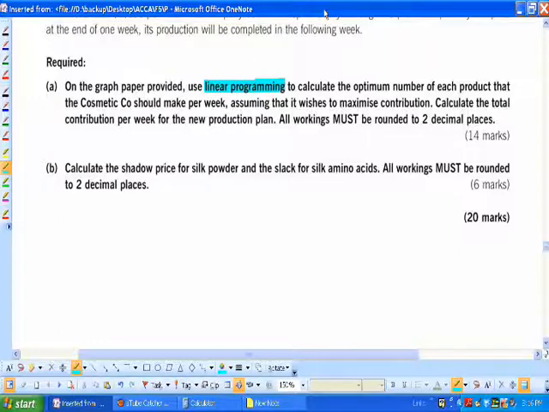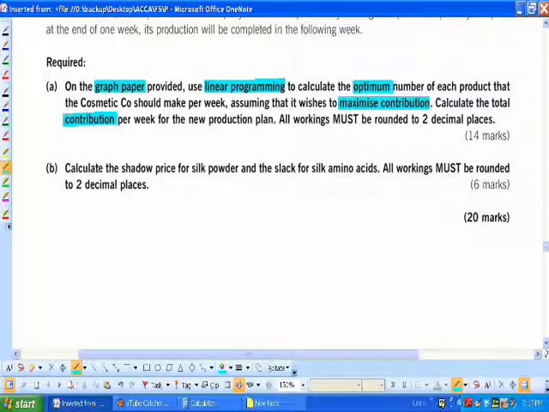So the technique we're using is linear programming. When you have a huge requirement like this, you break down the question. 1, we've established the technique is linear programming. 2, we have to use the graph paper provided. If you use anything other than graph paper, you're going to be in problems. Then 3, they've told us to calculate the optimum number of each product. What we're trying to do is to maximize contribution. Then eventually we calculate the contribution per week. So huge question. You can see it looks scary, but we've broken it down.